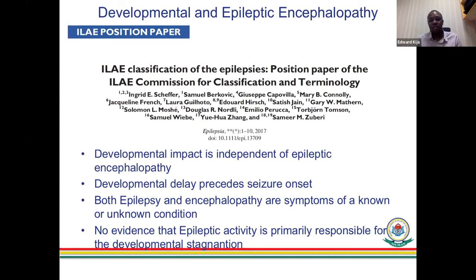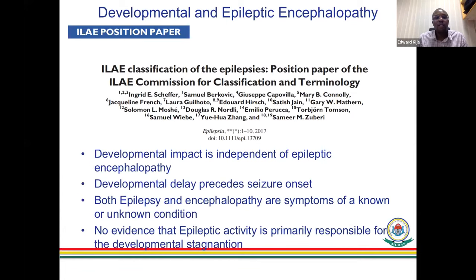Now, following further research and understanding of epilepsy, it was described that the developmental impact that children with epileptic encephalopathy face, in some of these patients, is independent of the epileptic encephalopathy itself. In some children, the developmental delay precedes the seizure onset. It was also found that in some of these patients, the encephalopathy and epilepsy arise independently from either a known or unknown condition, which could be a genetic or a structural condition. And in some of these children, there was not enough evidence to support that epileptic activity is primarily responsible for the developmental stagnation.